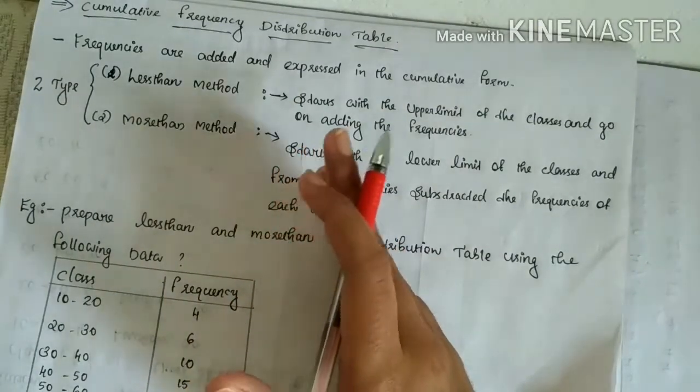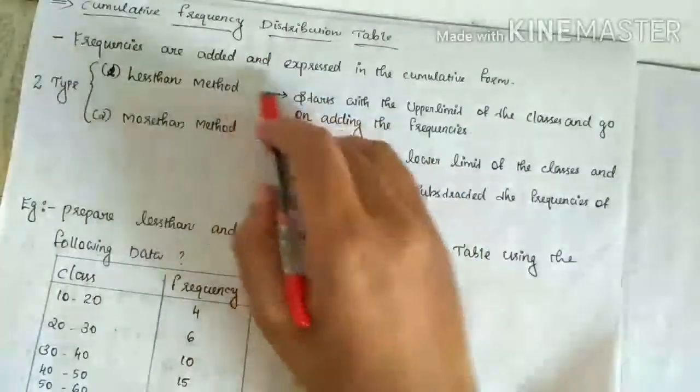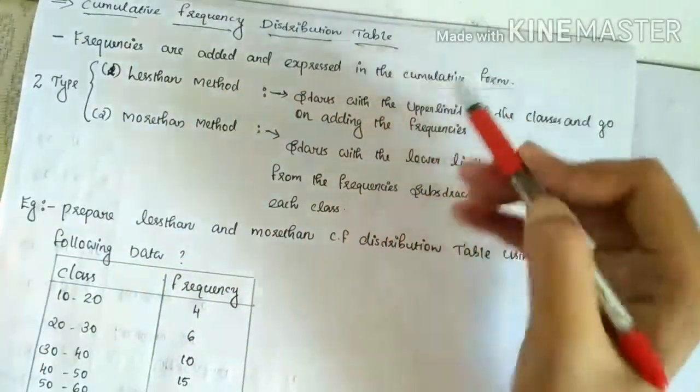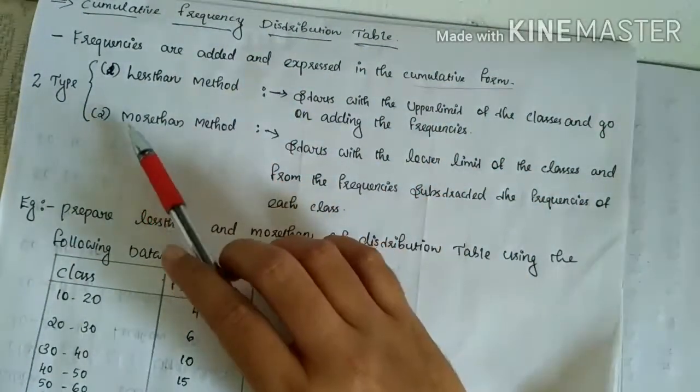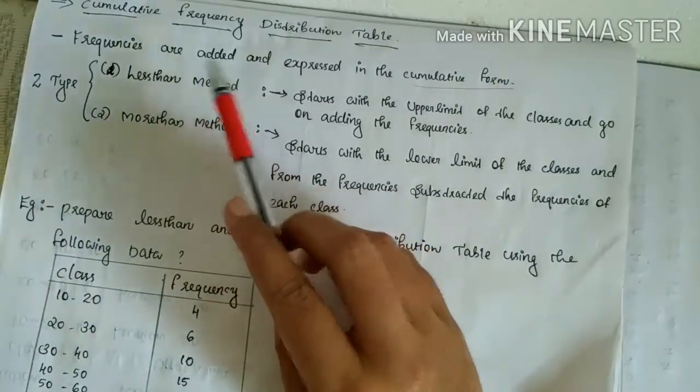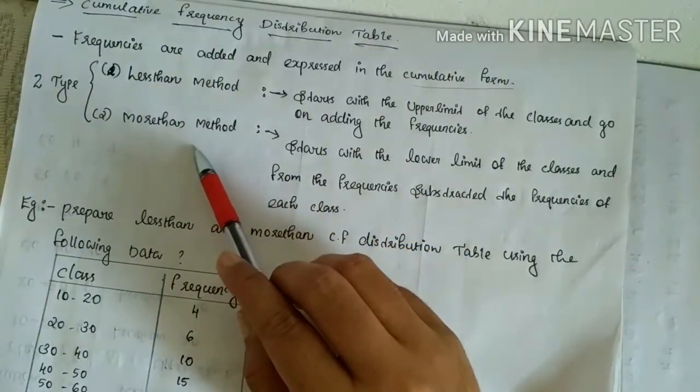Next, we are moving on to another topic, cumulative frequency distribution table. The term cumulative means the frequencies are added and expressed in the cumulative form. There are 2 types of cumulative frequency distribution, less than method and more than method.